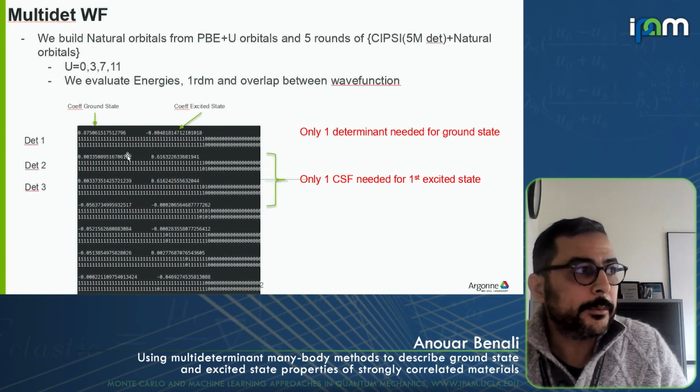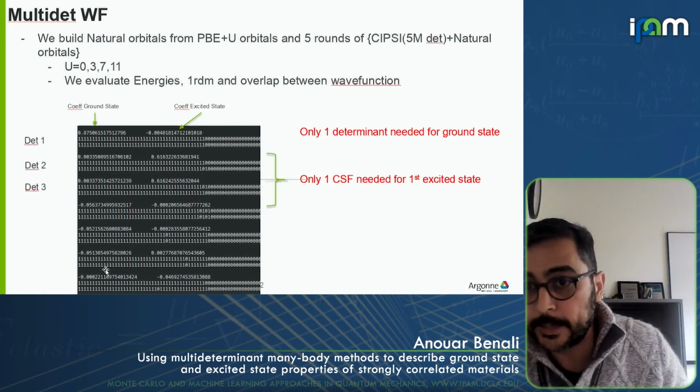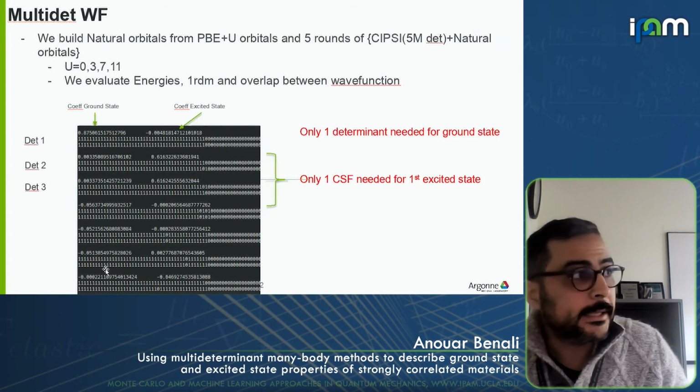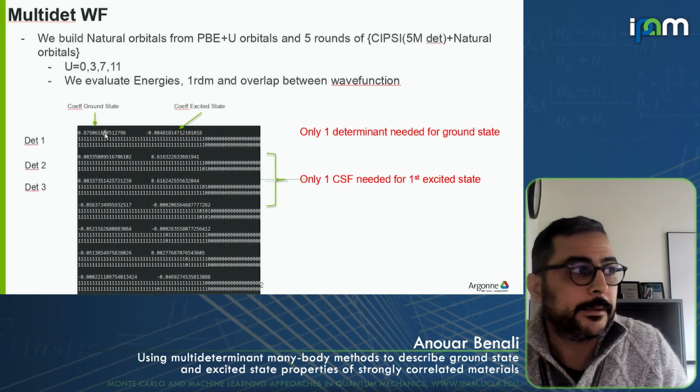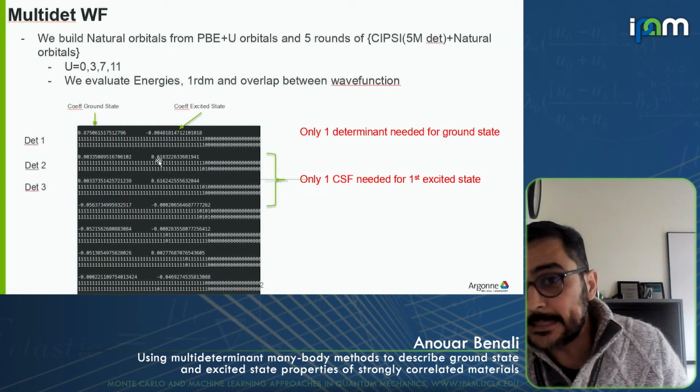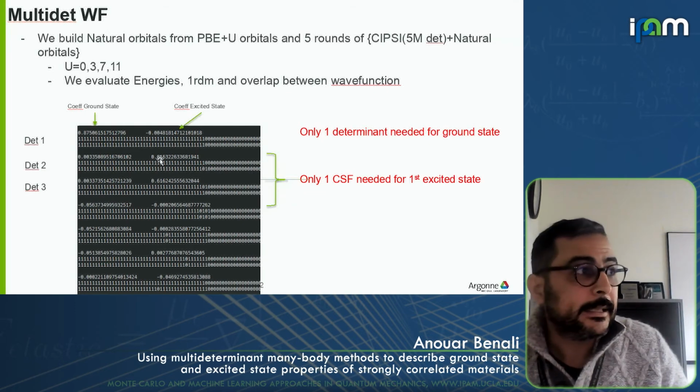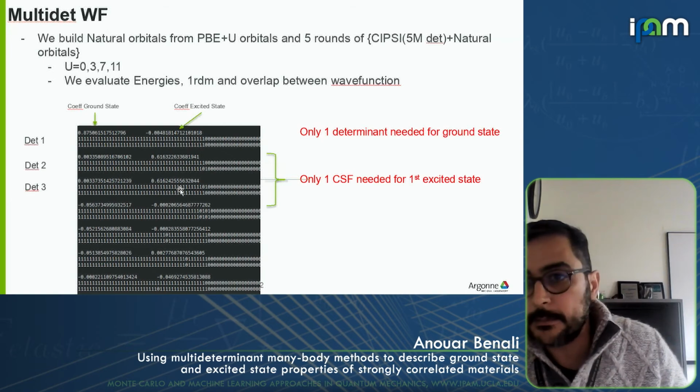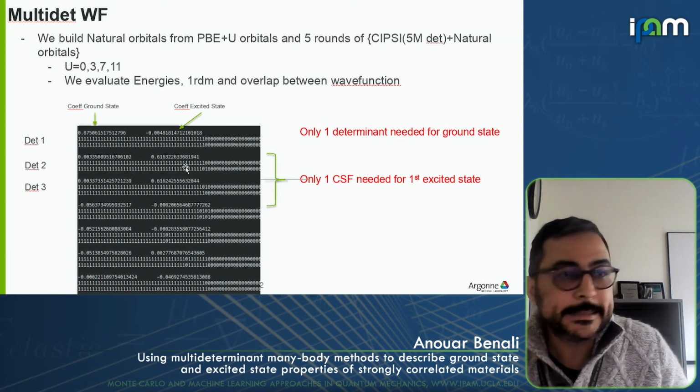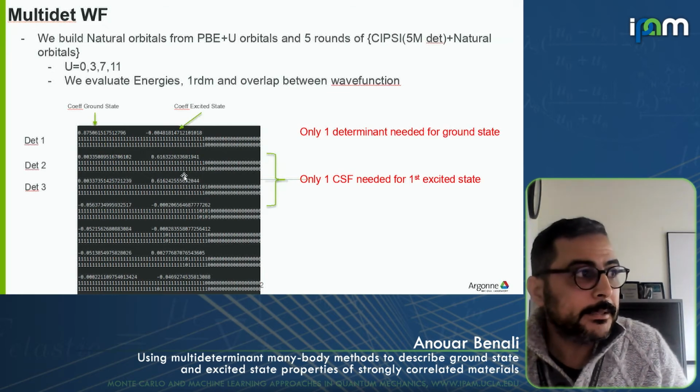However, for the second determinant, we see that the contribution for the ground state is really minimal, and all the other determinants have really small weights. This means that the ground state is mainly described by this first determinant, all the correlation is in it. The second state, which is the first excited state, we see that actually you cannot describe the system with just one determinant. You have to use a CSF. This is a completely degenerate state.